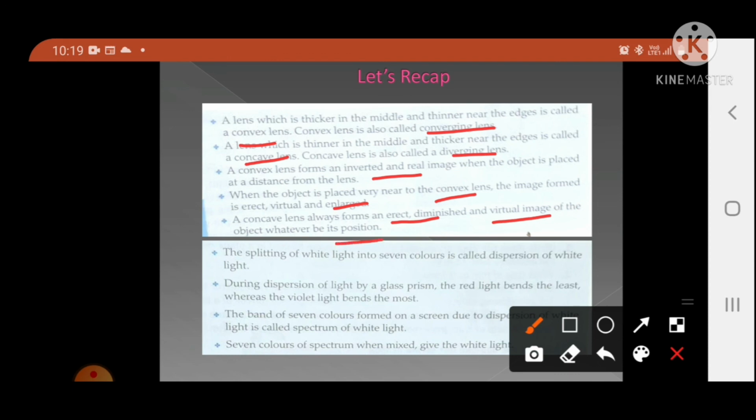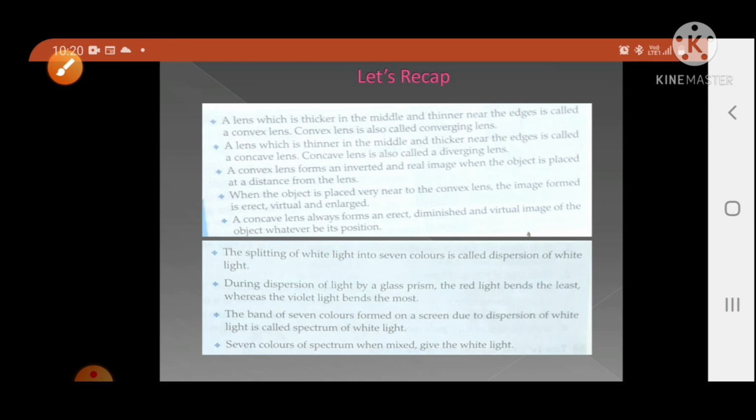The splitting of white light into 7 colors is called dispersion of white light. During dispersion of light by a glass prism, red light bends the least, whereas the violet light bends the most. The band of 7 colors formed on the screen due to dispersion of white light is called a spectrum of white light. 7 colors of a spectrum when mixed give the white light.